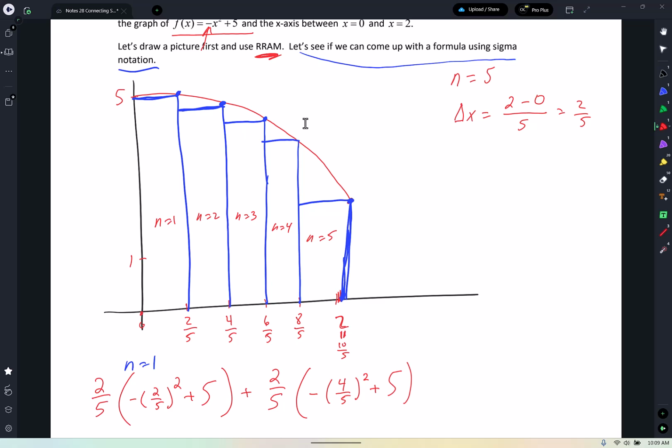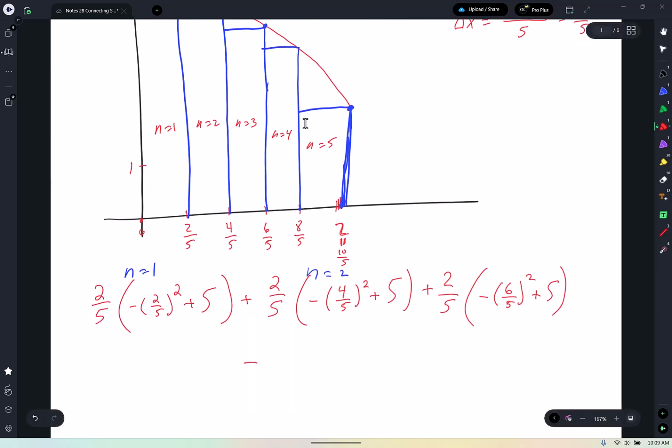2/5. See, so negative 2/5 squared plus 5, which is that function, and this will give me my height. Width times height, and there it is. That one over there is for n equals 2. All right, keep going. Plus, again, another 2/5, giant parenthesis, negative in the front. The third rectangle is dictated by the x value of 6/5, so I plug 6/5 into that function, plus 5, to give me that y value.